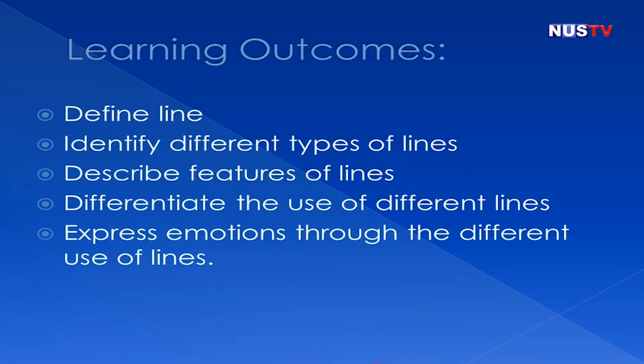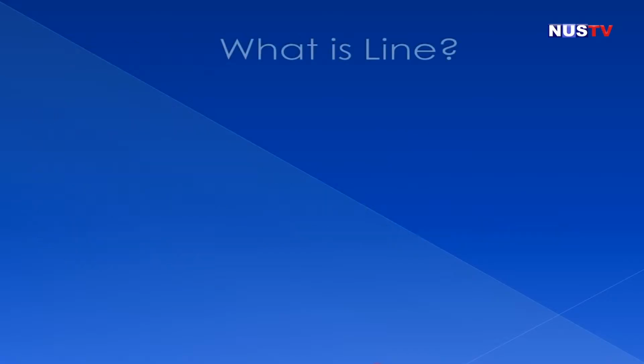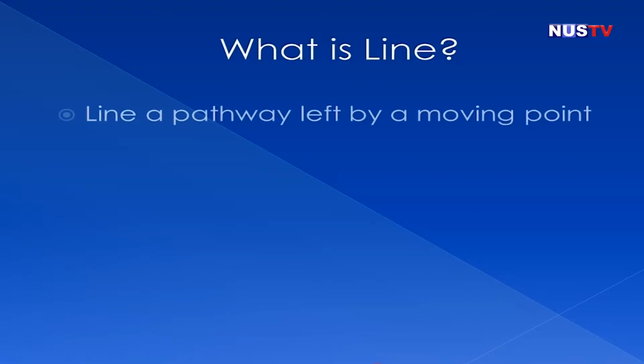First, we need to understand what is line. Line is a pathway left by a moving point, and it is the most commonly used element in visual arts. Now let us see how different lines are used by different artists to show the qualities of line.